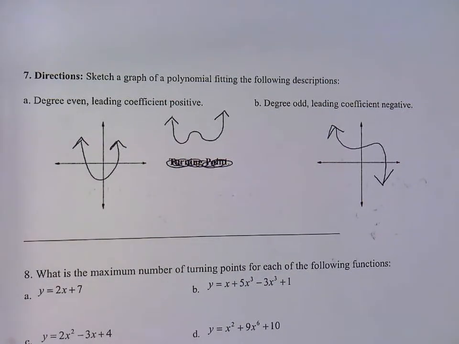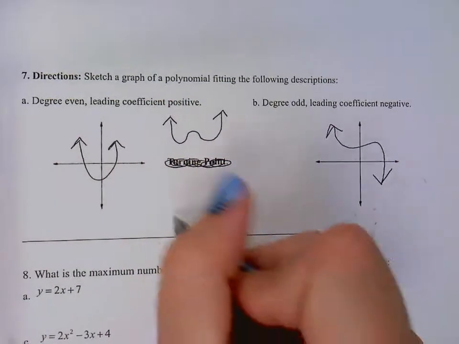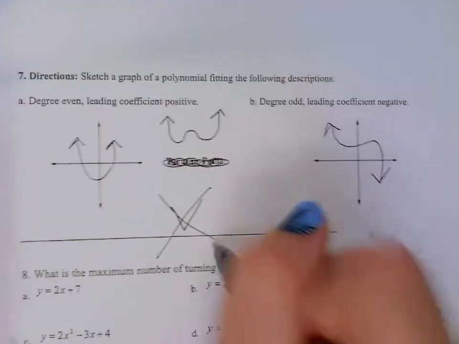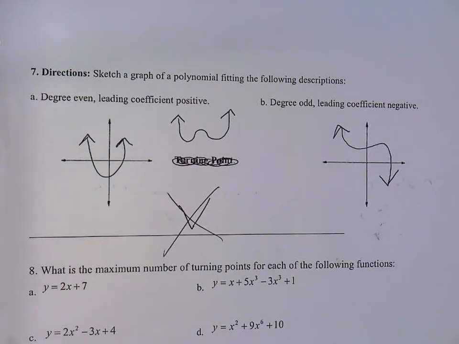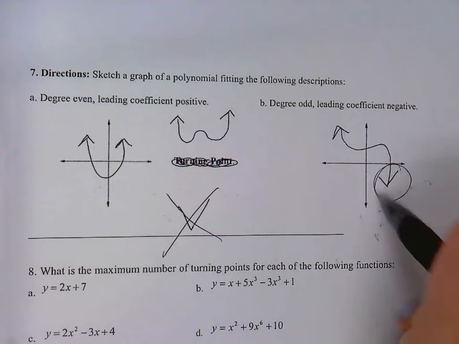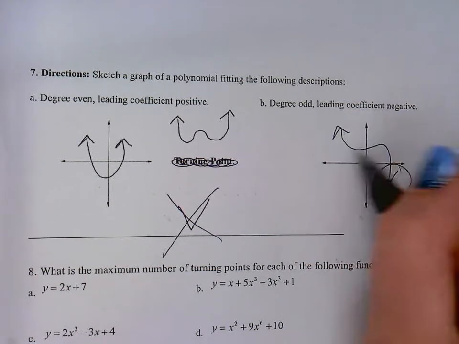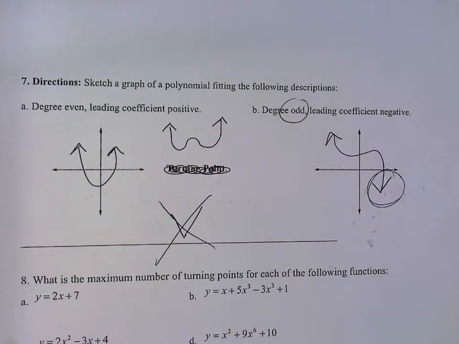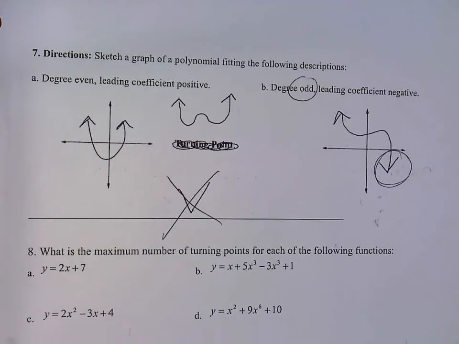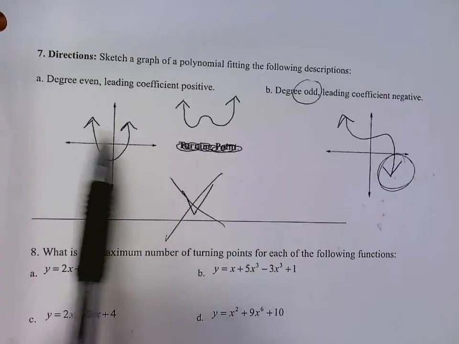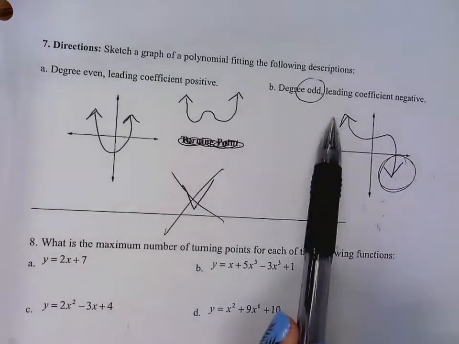You cannot do a linear function. You cannot do absolute value. That's not a polynomial function. And then they wanted the leading coefficient to be negative, so that's going down. So they have to go in opposite directions if the degree is odd. Yours could have looked like anything else as long as the two ends were going up, and then this one was down, this one was up.